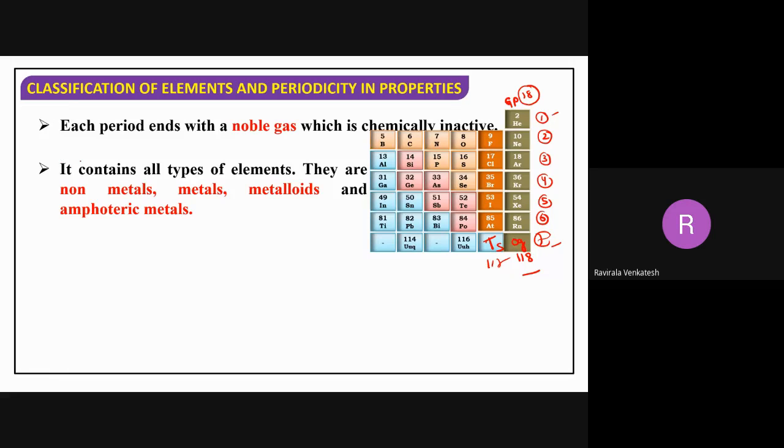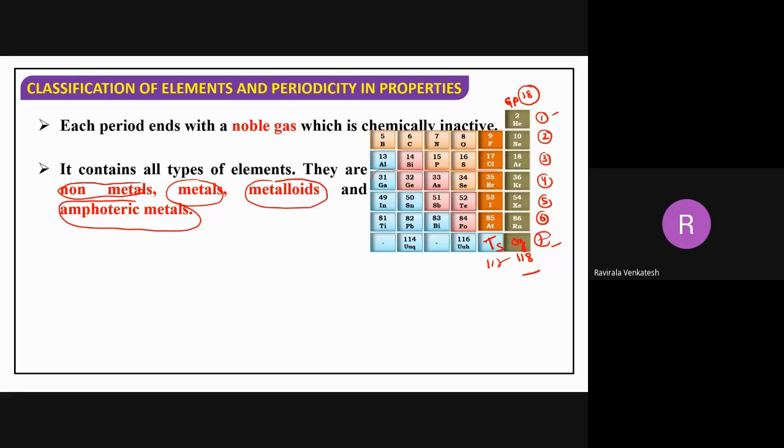But sometimes you may get a question: which block contains non-metals, metals, and as well as metalloids? That means we can say even amphoteric also. They come under the P-block elements. Now, non-metal means a gaining of electron tendency. Metals means a losing of electron tendency. Metalloid means intermediate. It may lose or it may gain here.